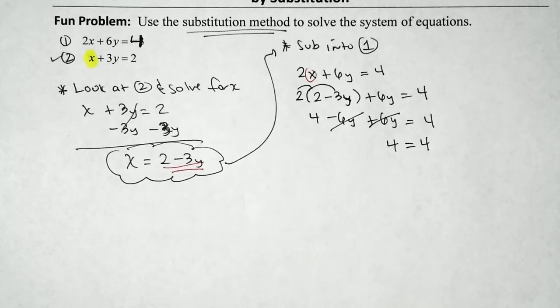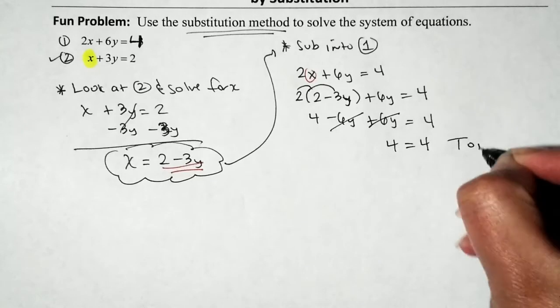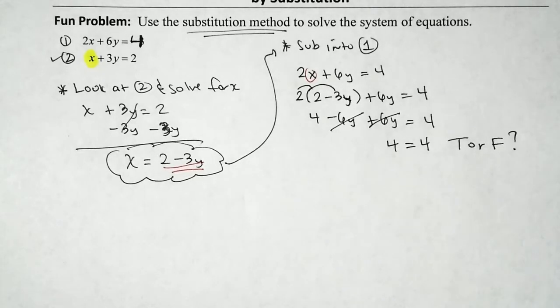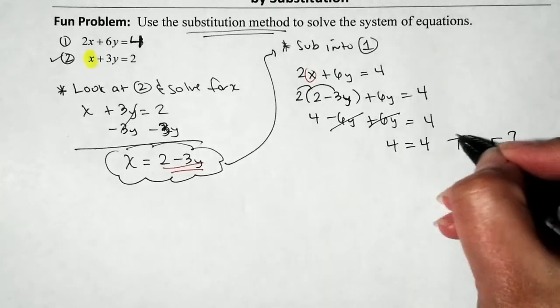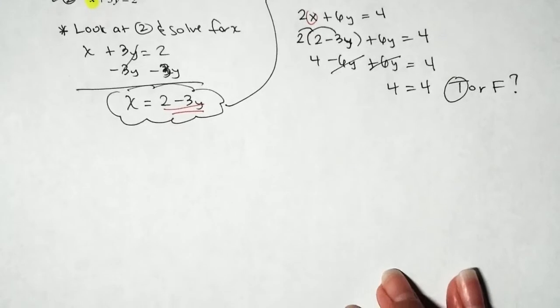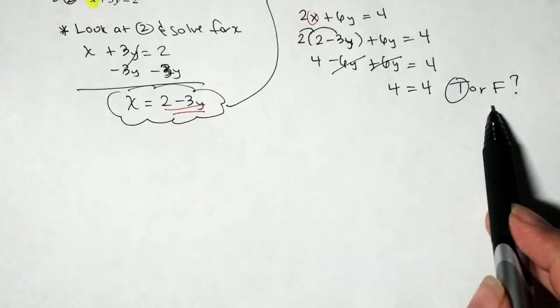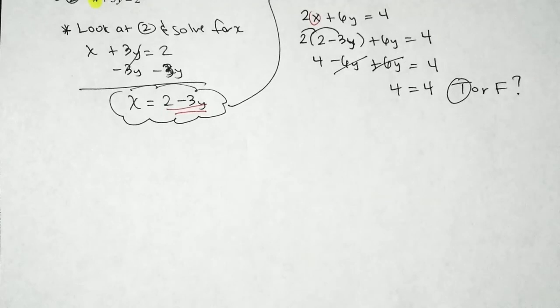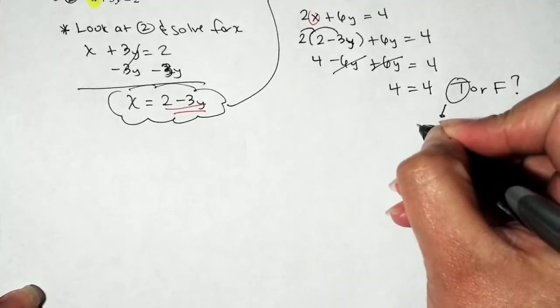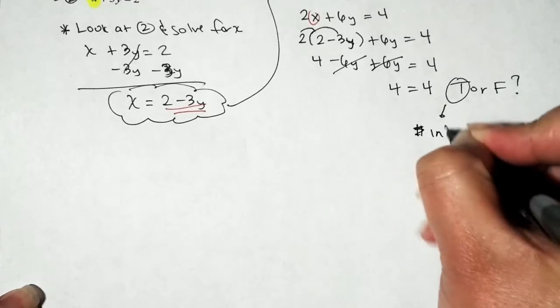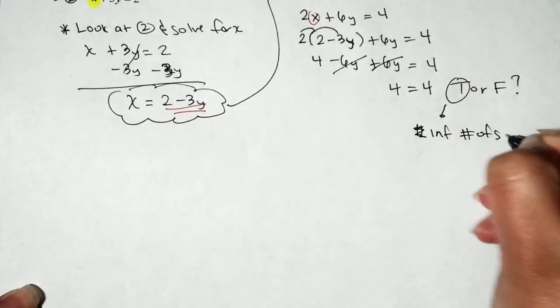So remember, if the variables cancel out, I need you to stop right here and ask yourself, do I have a true or false statement? Okay, so last time I checked, 4 equals 4. So unfortunately, this is a true statement, and I say unfortunately because if it was a false statement, then we tell the readers that the system has no solution. But if the variables cancel out and we're left with a true statement, then this means that the system has an infinite number of solutions.